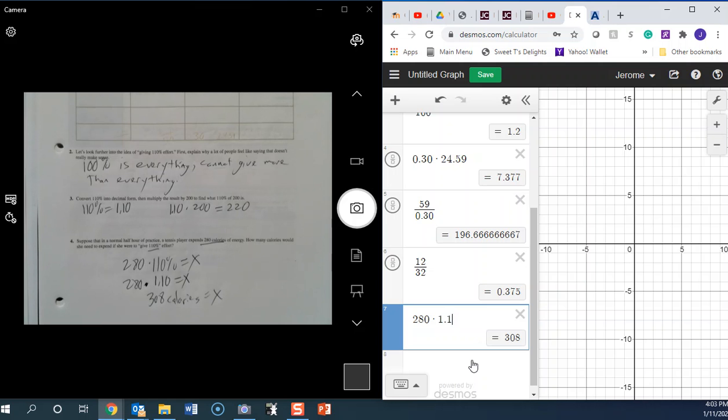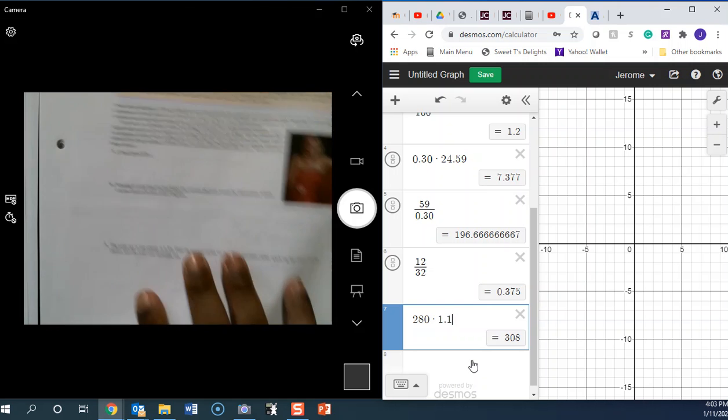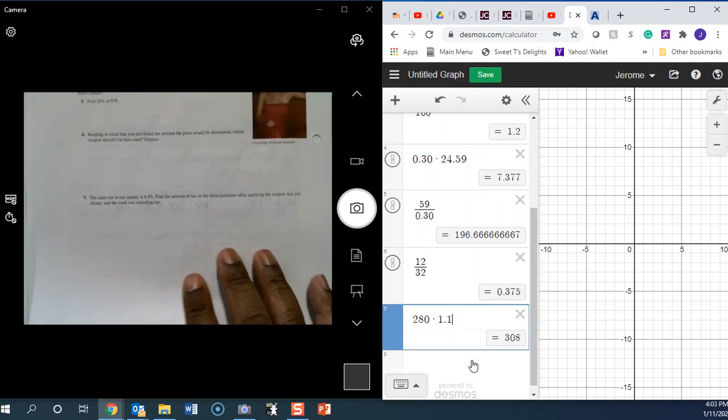All right. Now we're actually almost done with 1-1. So we go here to page 9.